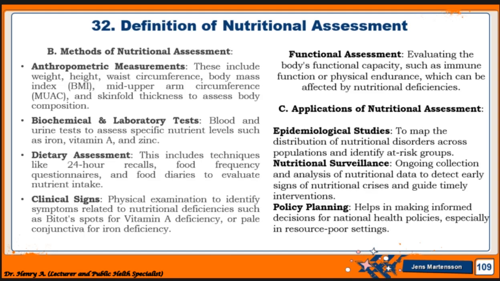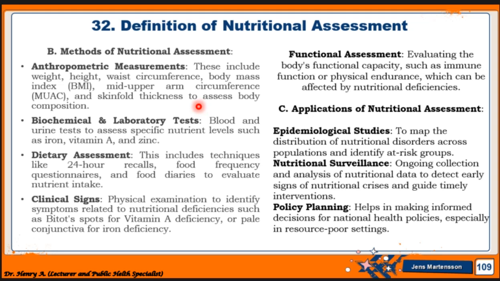So let's see the methods of nutritional assessment. Number 1, the use of anthropometric measurements, and this includes weight, height, waist circumference, body mass index, mid-upper arm circumference, and skinfold thickness to assess the body composition.